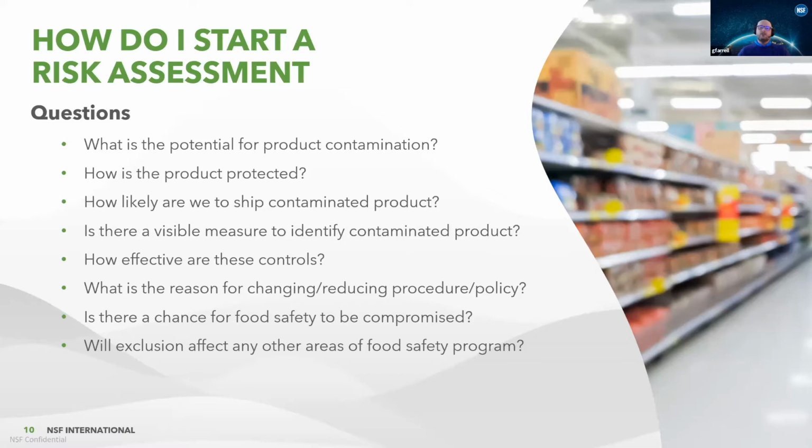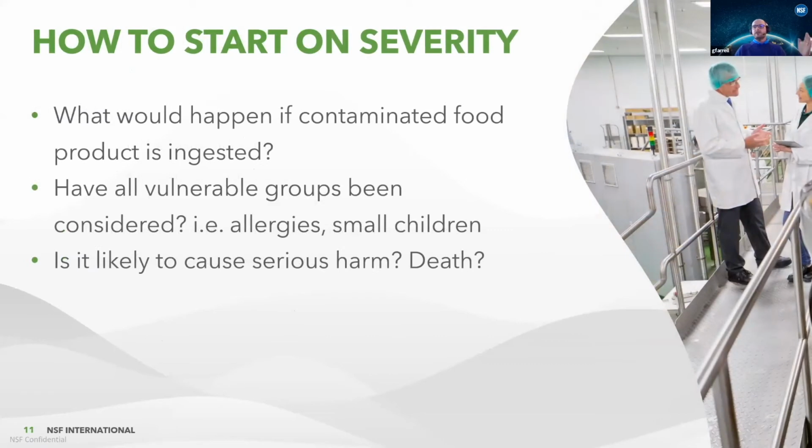So it's important to understand that a risk assessment is very important to understand: are we compromising food safety by doing this? Are there any other effects to our food safety program? Make sure you're connecting the dots. That's vital to succeeding within a risk assessment. So now we're going to move on to severity. Again, we want to make sure we're asking all the questions. We're identifying all of the possible things we can.